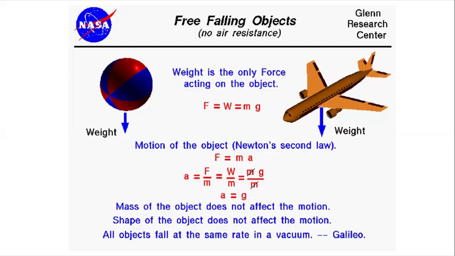That means the one and only acceleration downward is g, that is gravitational acceleration. So the mass of the object does not affect the motion. The shape of the object does not affect the motion. All objects fall at the same rate in a vacuum. So that is free fall of objects.